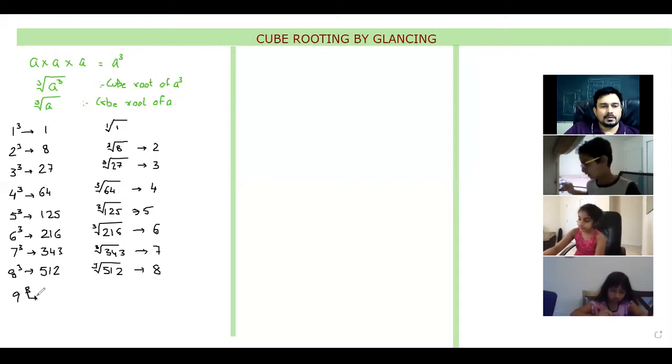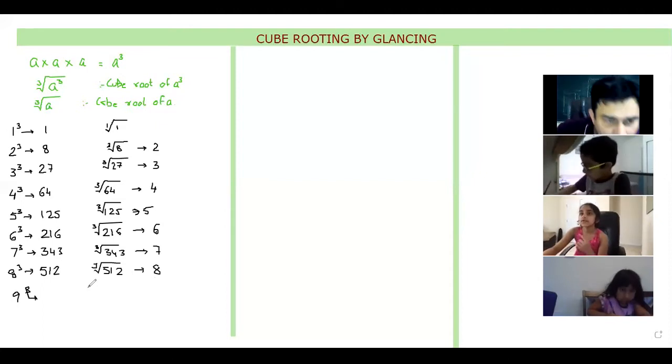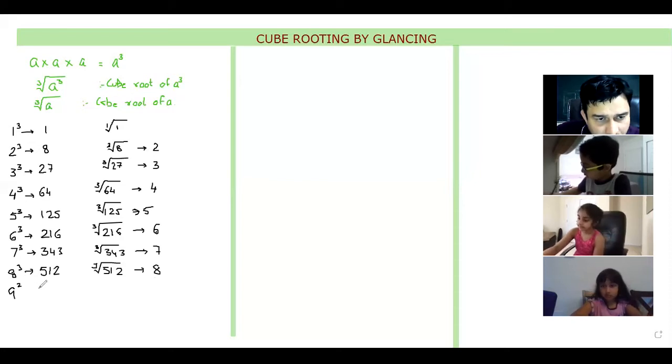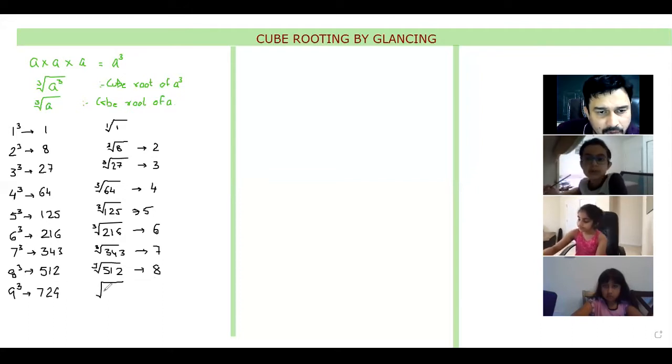Okay, 9 cube is 729. 9 cube is 729, so the cube root of 729 is 9.